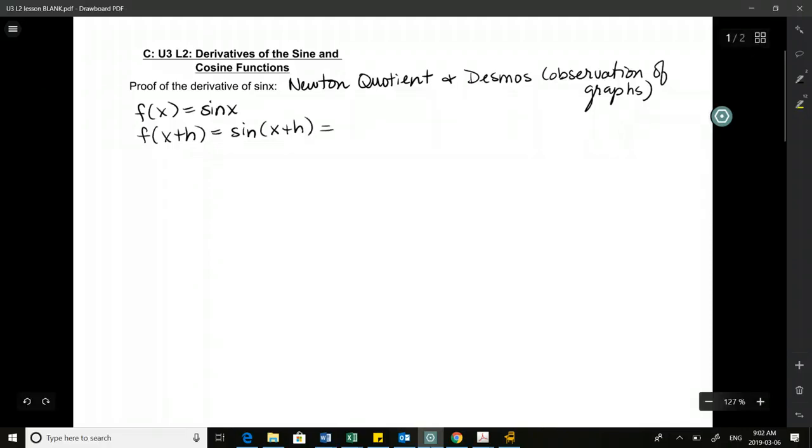So if you look at your trig identity sheet, do you see sine of x plus y? Basically the y in there is like our h here. So this is going to expand out into the sine of x times the cos of h, and then cos of x times the sine of h. This is what I'm going to use in my Newton quotient. Again, I'm using a trig identity to do this, the compound angle trig identity.